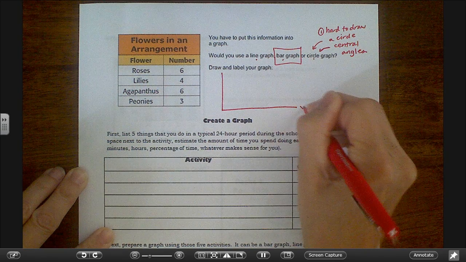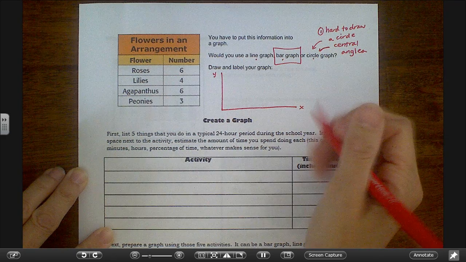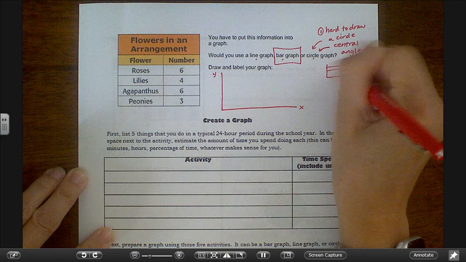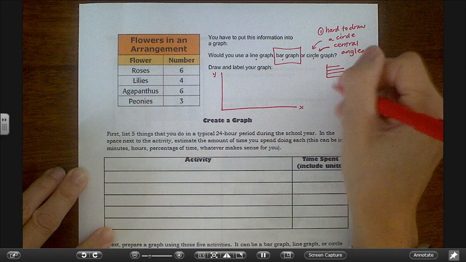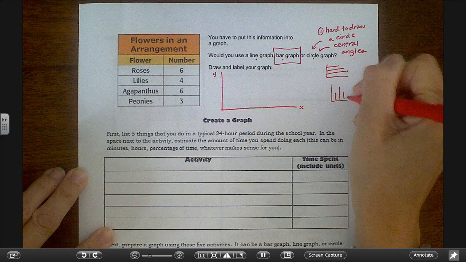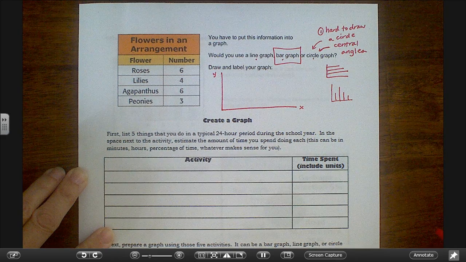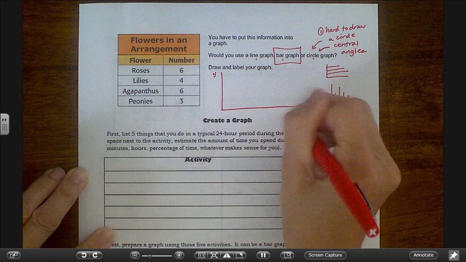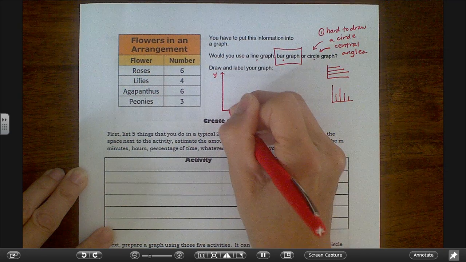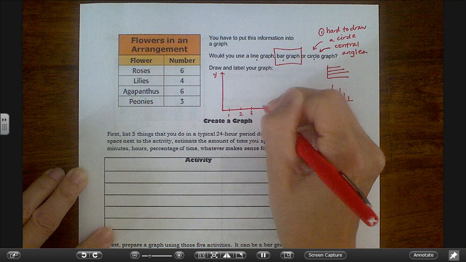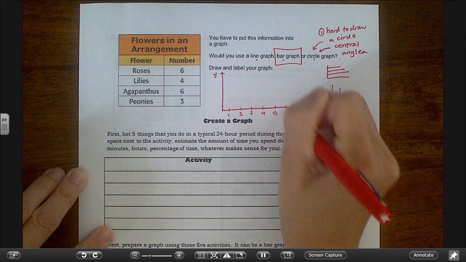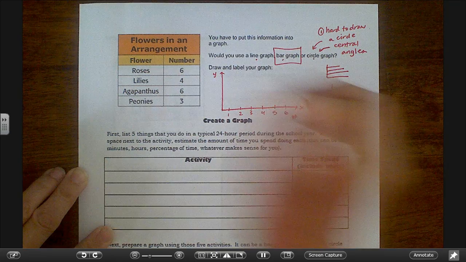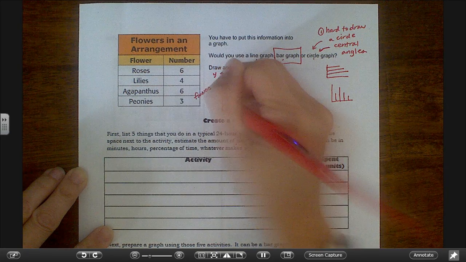I'm going to draw my x-axis and my y-axis. You can do a bar graph, either a horizontal bar graph that looks like this, though obviously those would be bars, not lines, or you can do a vertical bar graph that looks like that. So it's up to you, whatever you choose. My highest value here is 6, and I have a little bit wider range on my x. So I might go 1, 2, 3, 4, 5, 6. And then I'll put my flowers on the side.